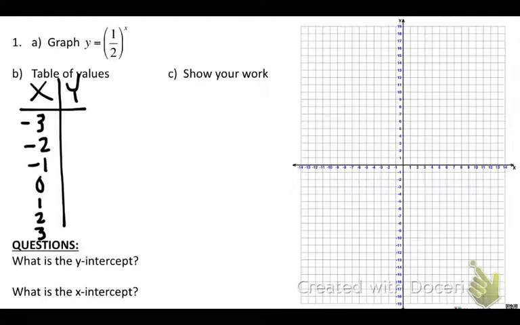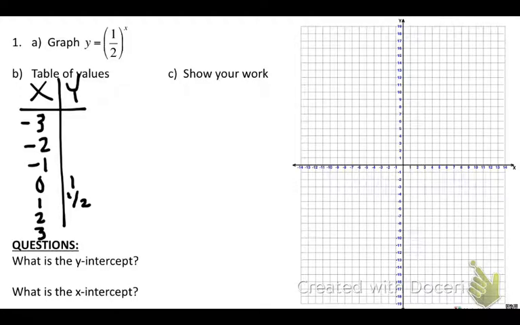The easiest one for me is the 0 power. So what is 1/2 to the 0 power? Well, anything to the 0 power is 1. We know that, so that's going to be 1. 1/2 to the 1 power, that one's the next easiest one. 1/2 to the 1 power is just going to be equal to the base. So that's going to be 1/2.